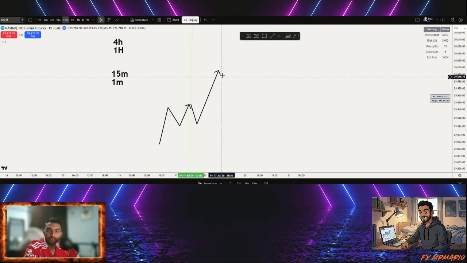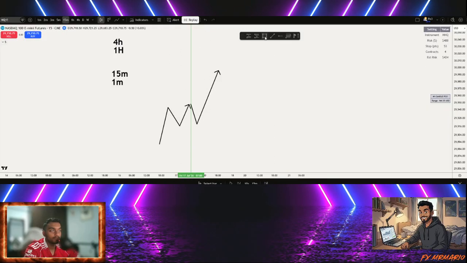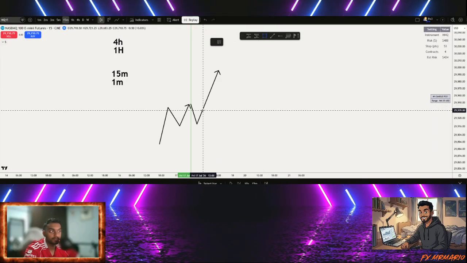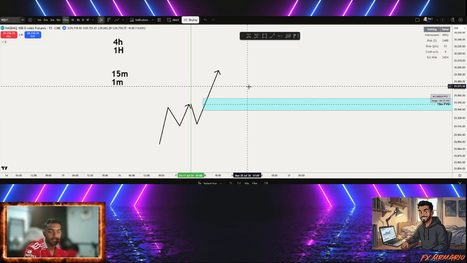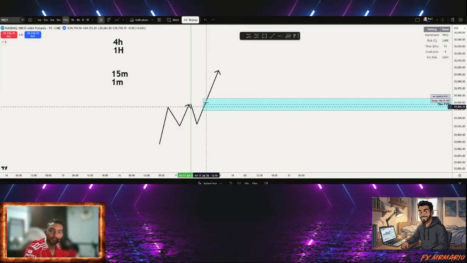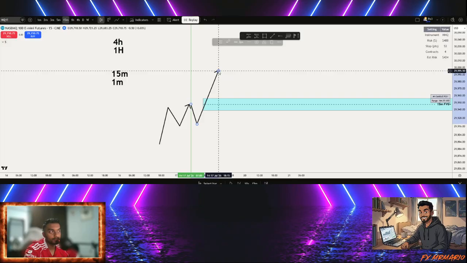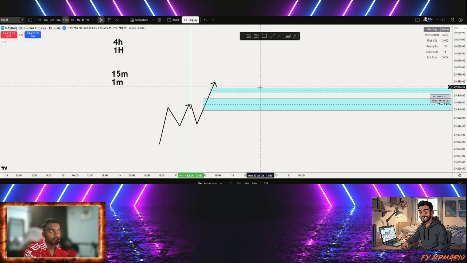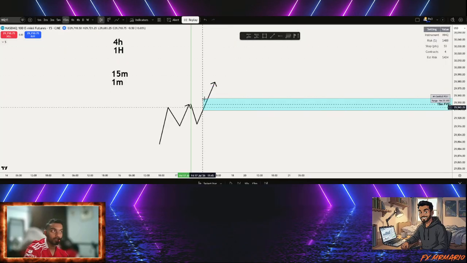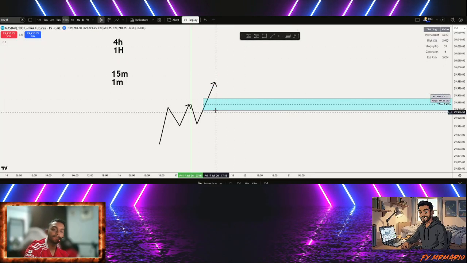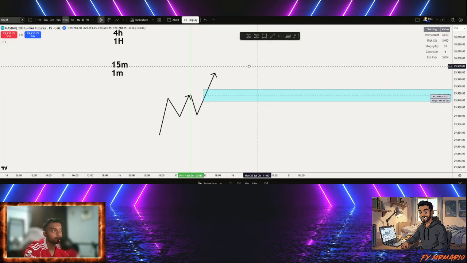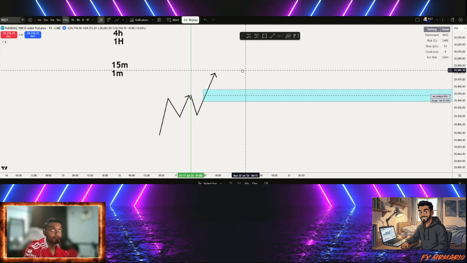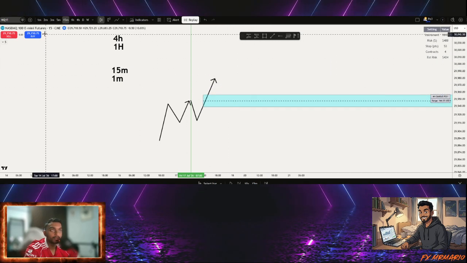But in this move right here, we're going to find a 15-minute fair value gap, the first presented fair value gap. So let's say in this case, this was the first presented fair value gap on the 15-minute. Maybe there are more fair value gaps here, but I don't care about that. We're only going to care about the first presented 15-minute fair value gap, and this is going to be super important for us.